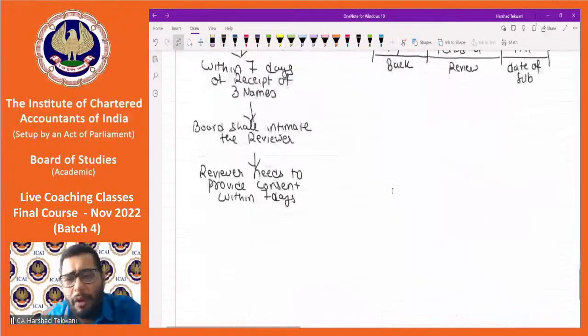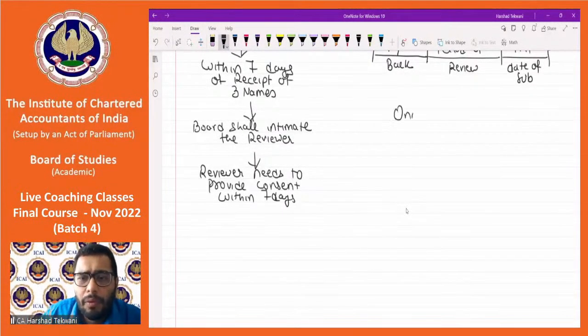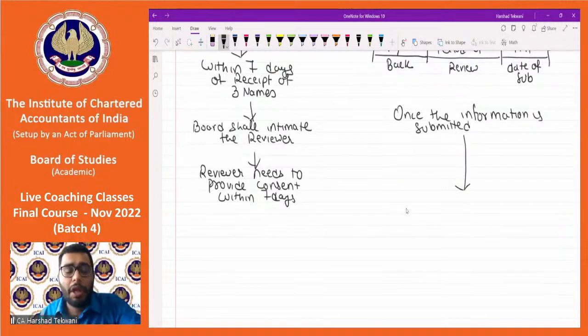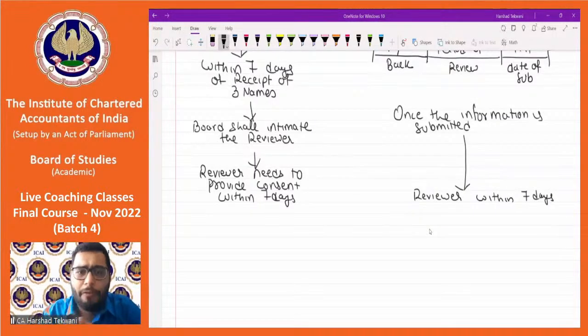Okay. Once the information is provided, then what the reviewer needs to do is, within 7 days of receiving the information from the practice unit, select the sample. Okay, needs to select these samples for peer review.